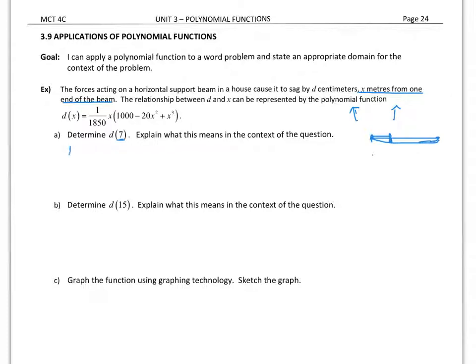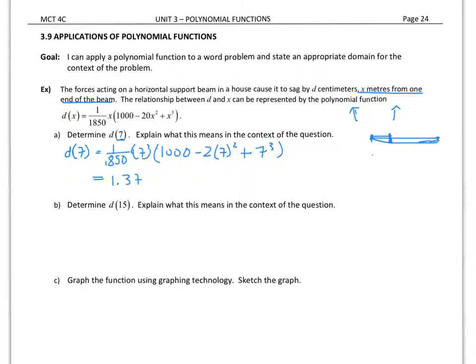All right, so all you need to do is replace the x with the 7 and see what that calculates to be. So we're going to have our 1/1850 here, multiplying the x. And then you still have your 1000 minus 2 times 7 squared, and then plus 7 cubed. And you calculate that all out and get an answer there. And I believe when I did that, as long as I didn't make an error, which is entirely possible, I got a 1.37 out of that.